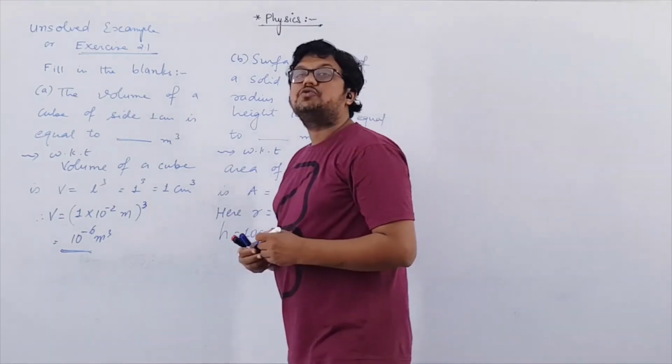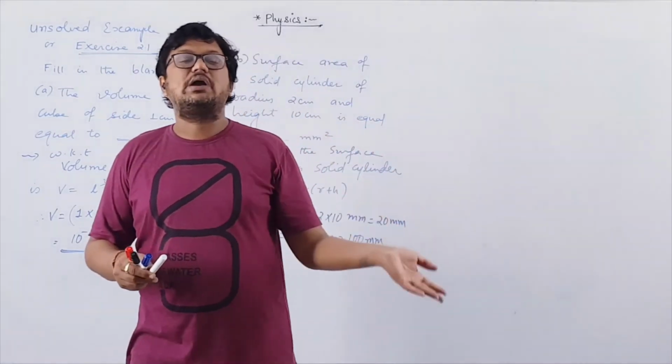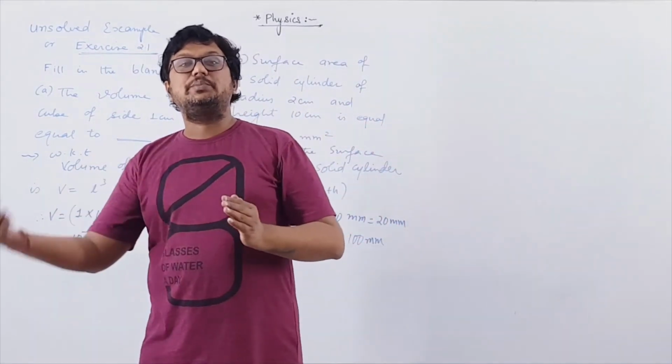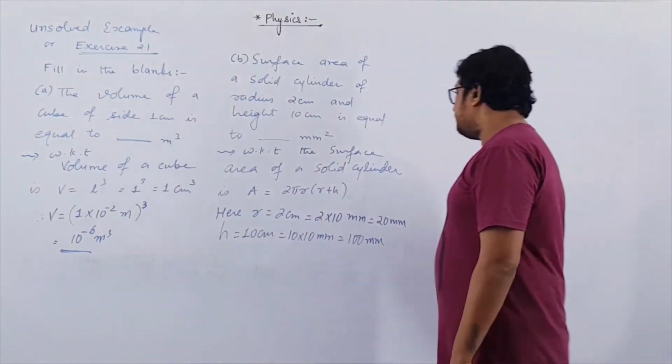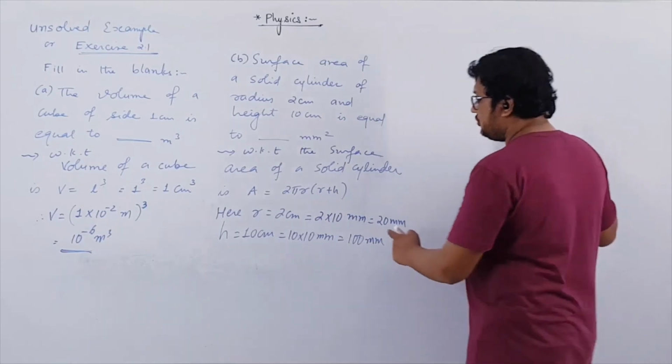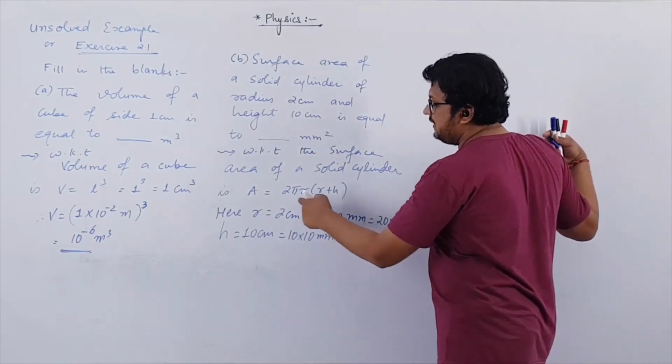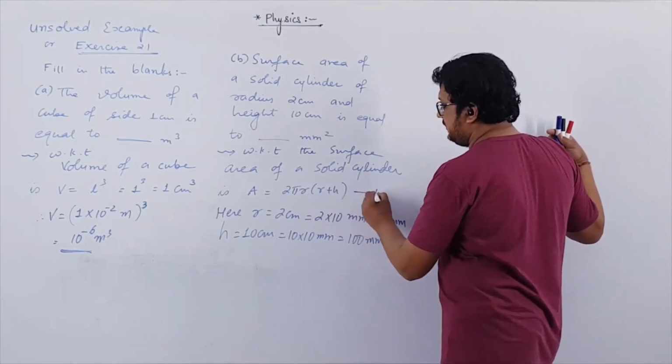This conversion you should know, how you can convert kg into gram, gram into kg, centimeter into meter, meter into mm, millimeter, and so on. So this is the conversion for that. So radius we are knowing, height we are knowing, so we can easily calculate the area.